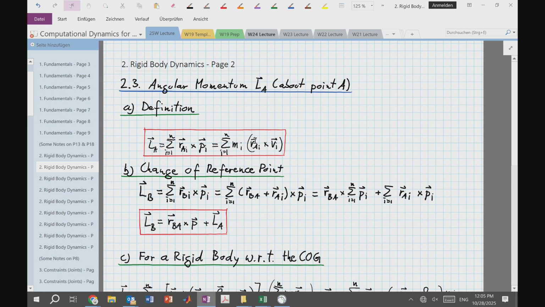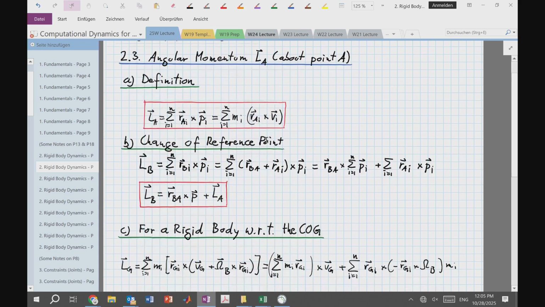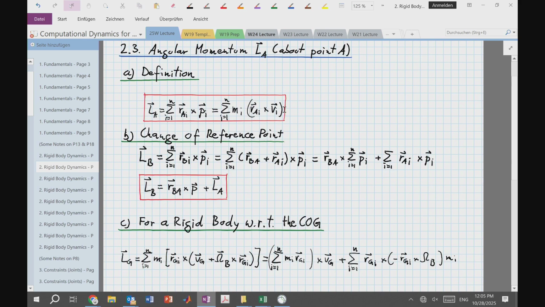In contrast to the kinetic moment that we saw on the previous page, the advantage here is I can always compute this, because in a dynamic system, no matter whether I do forward or inverse dynamics, I know what velocities are. I'm trying to get a relationship between forces and accelerations, and that means I know what velocities and positions are. So this is something that I can always compute.